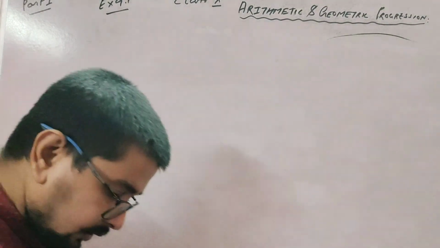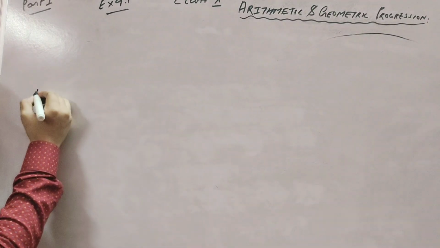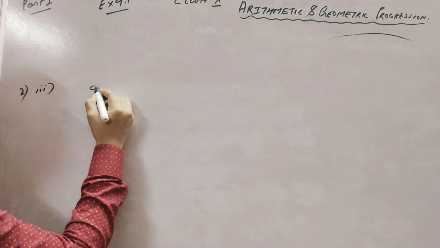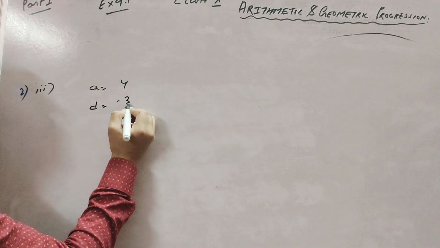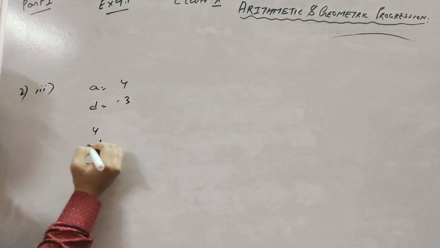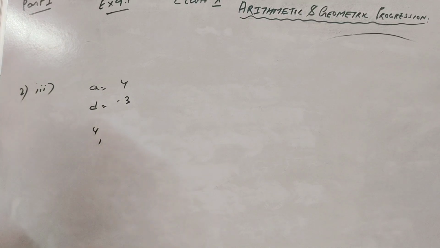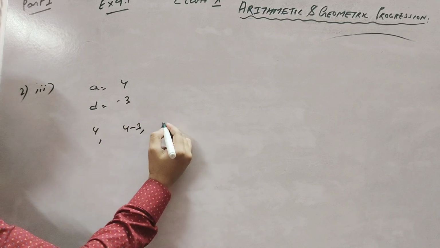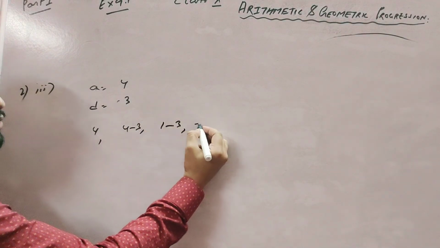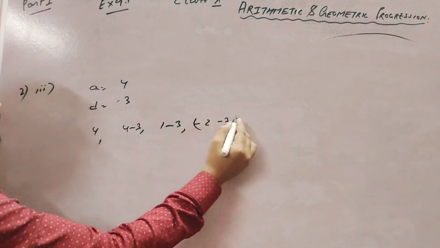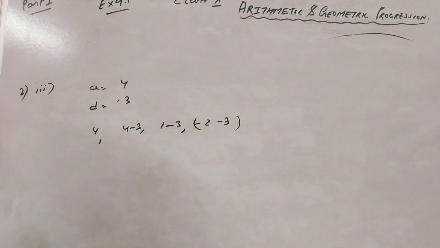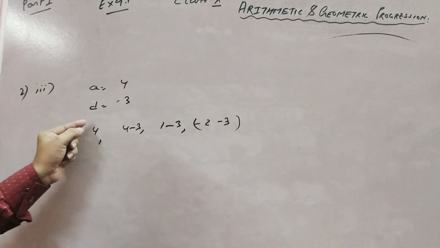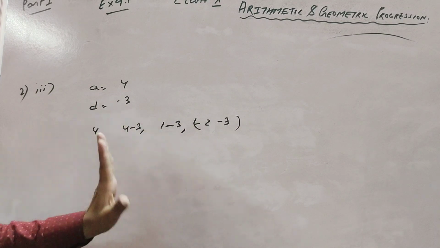One more question. Question number 2, subpart 3, that is A is 4 and D is minus 3. A is 4 and D is minus 3. We know that we just add the difference. So 4 minus 3 is 1. 1 minus 3 is minus 2. Minus 2 minus 3. We know now the rule for AP, that we just add the difference to the preceding term. So the preceding term is 4 and the difference is given as minus 3.